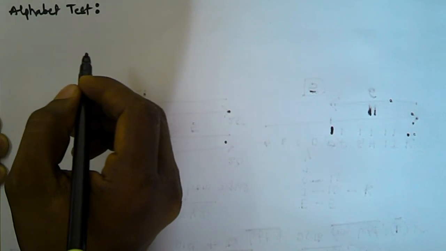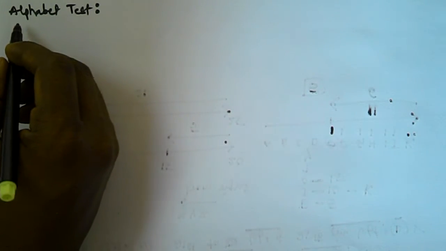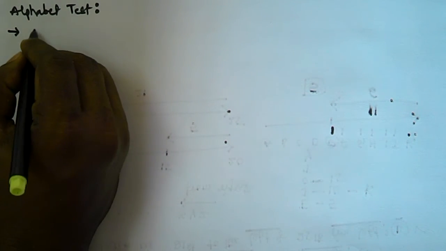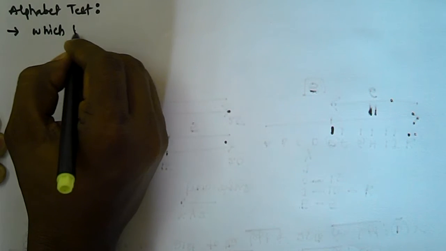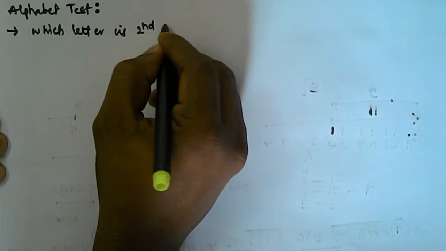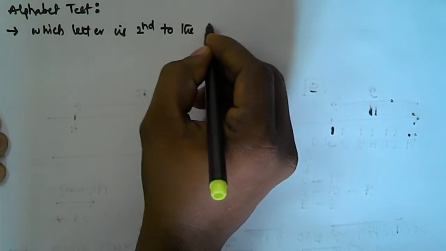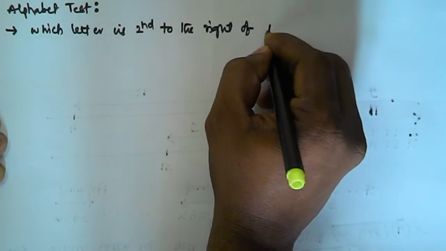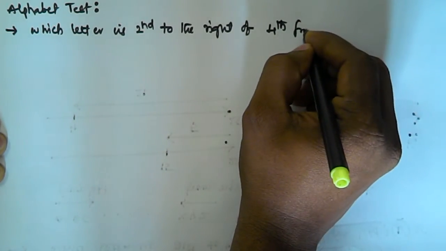Hello friends, in this video we will see another type of problem in alphabet test, and the problem is like this: which letter is second to the right of fourth from right?